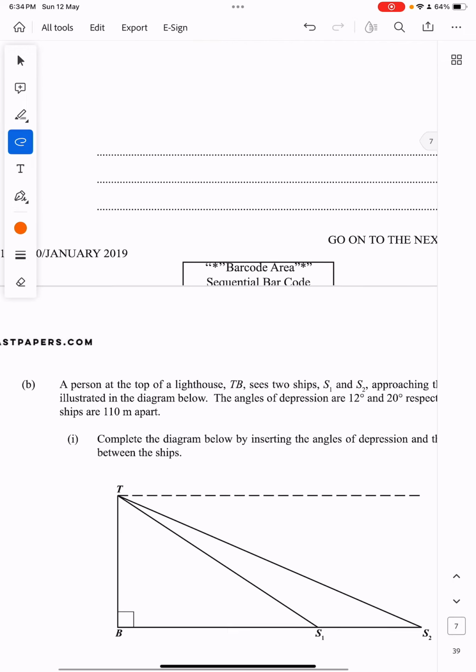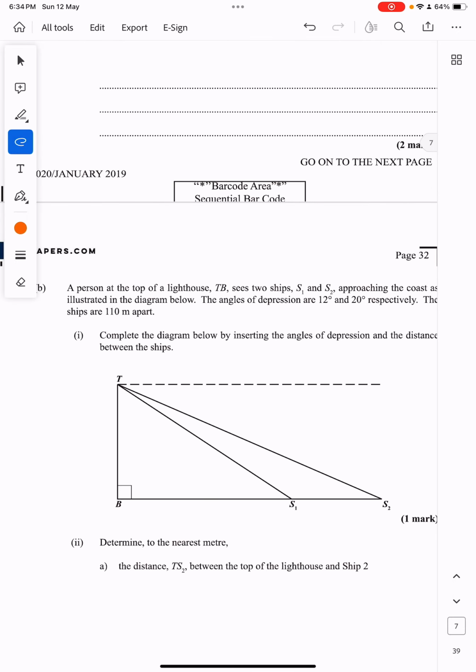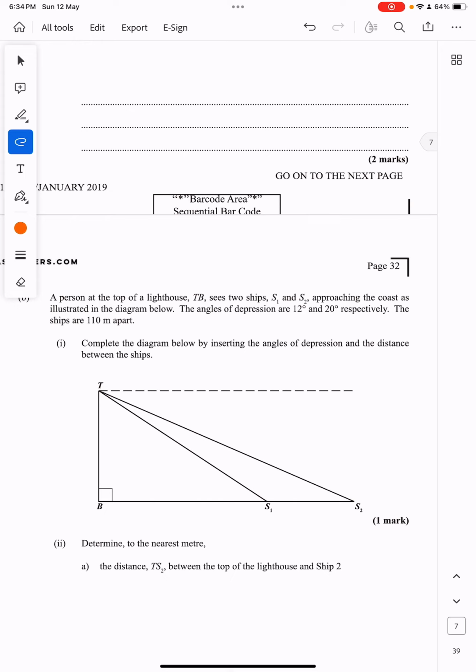That was a pretty simple one. And part B, we have this diagram. This one is an angle of depression question. This one also uses the sine and cosine rule, but it also uses some trigonometric ratios as well, right? The SOHCAHTOA. So you have to be familiar with those as well.